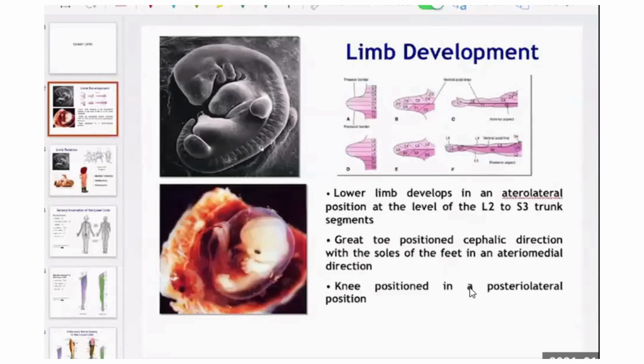Again, the medial compartment is additionally called the adductor compartment, and then the lateral compartment. Likewise, in the upper limb we have two retinacula, flexor retinaculum and extensor retinaculum. Here we have three retinacula: flexor, extensor, and one for the lateral compartment, the peroneal retinaculum. The carpal bones are 8 in number, whereas the tarsal bones are 7 in number, one bone less.